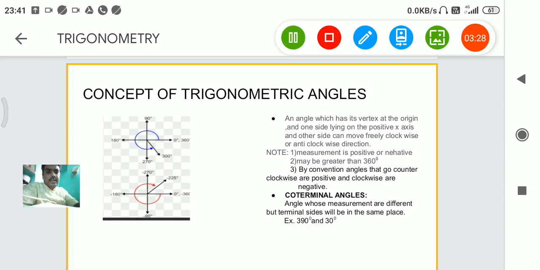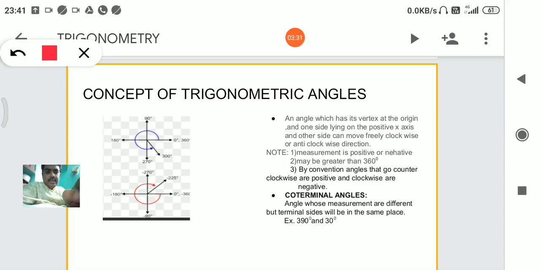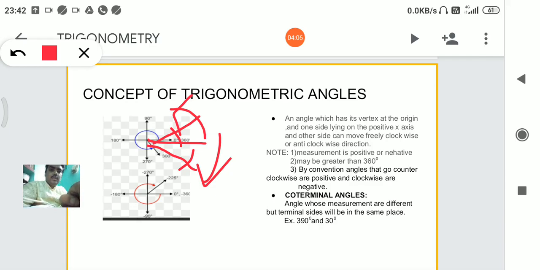Now I am giving an idea. Just see, the x-axis and y-axis are there. One side of this angle is fixed along the x-axis, and another side can move, and that can rotate in this anti-clockwise direction. So this angle is a positive angle. But if we rotate from the origin in clockwise direction here, that should be a negative angle.